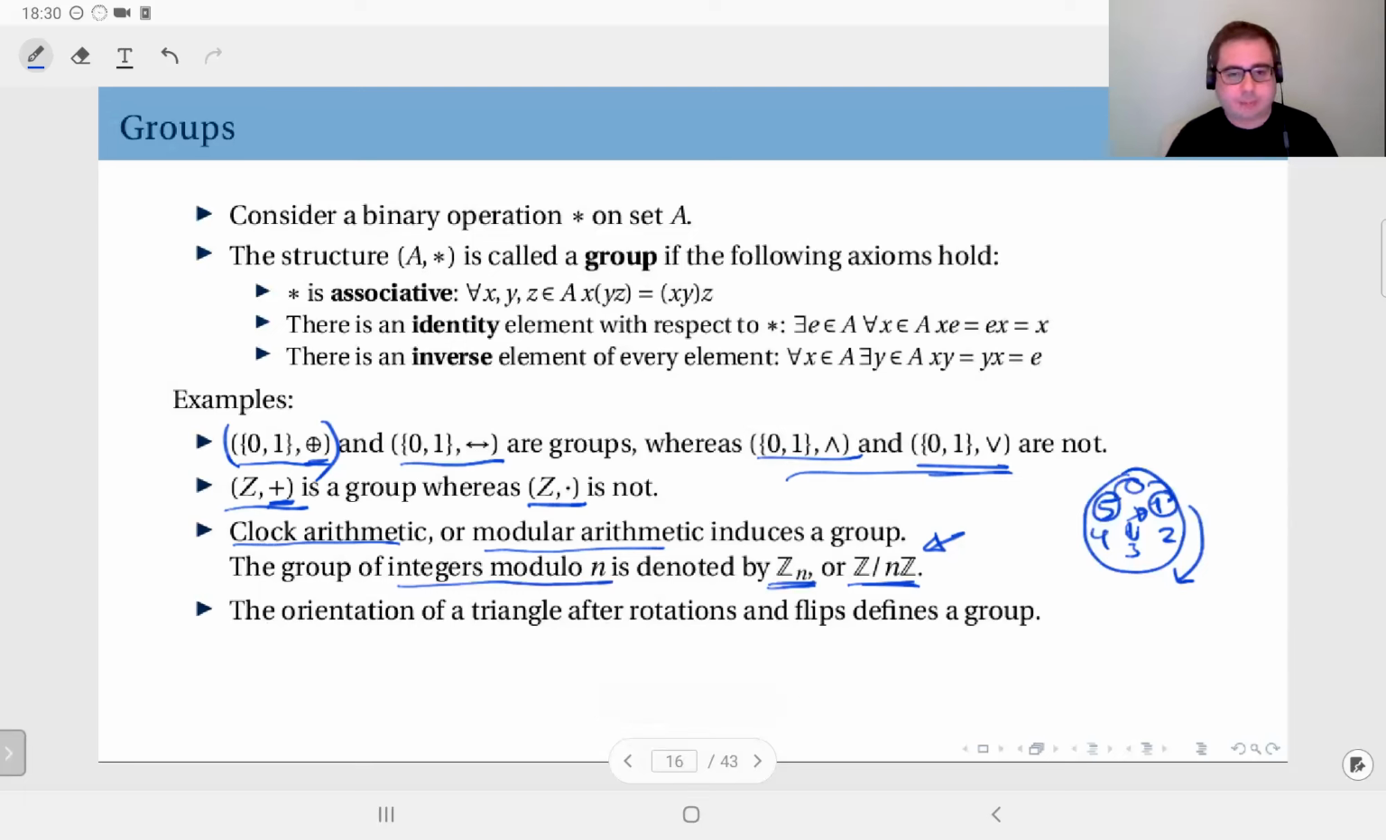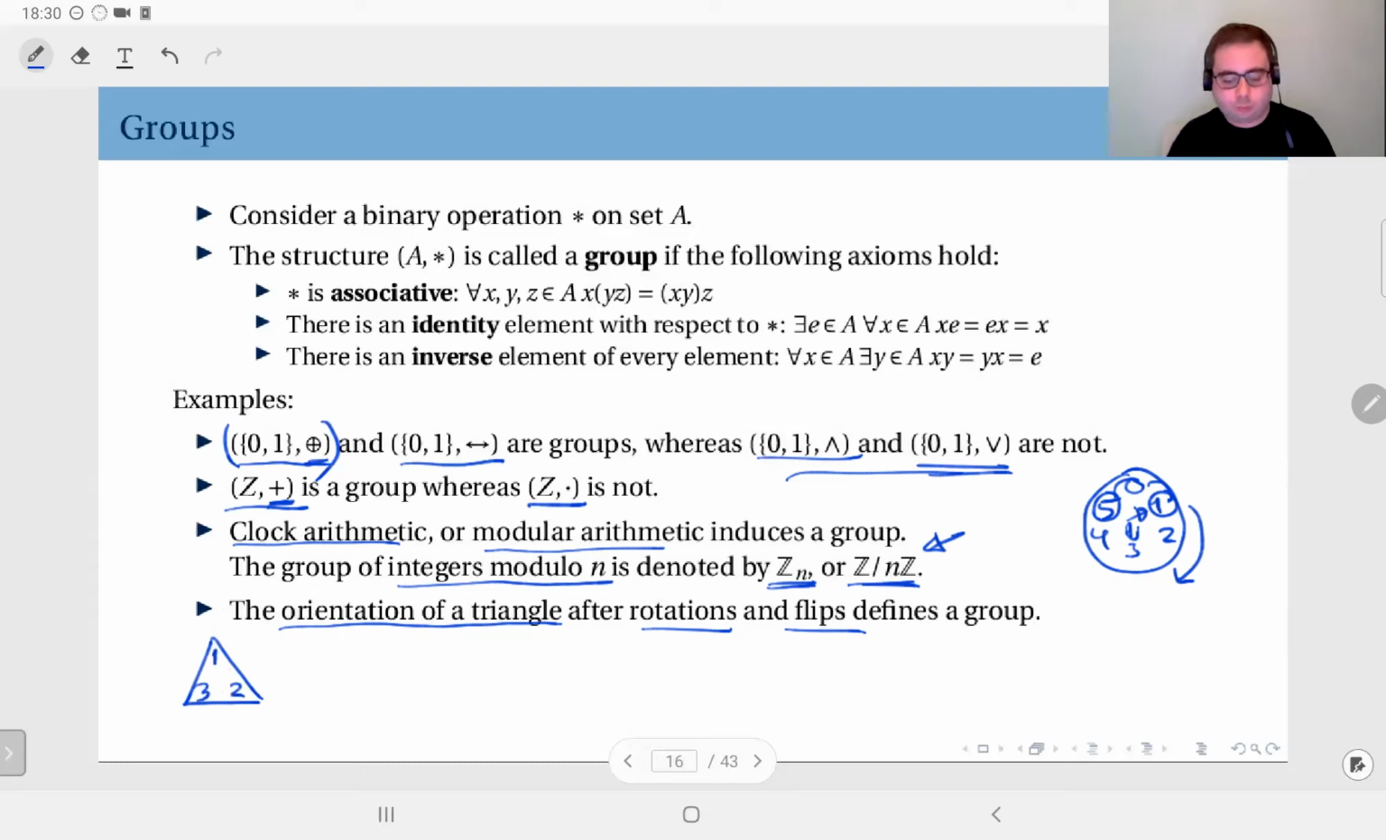And another very abstract example of groups is what we call the symmetry groups, or the orientation of a triangle after rotations and flips. This also defines a group, and let's see how we can actually build this. Take a triangle and let's label the corners. Let's say this is 1, this is 2, this is 3.